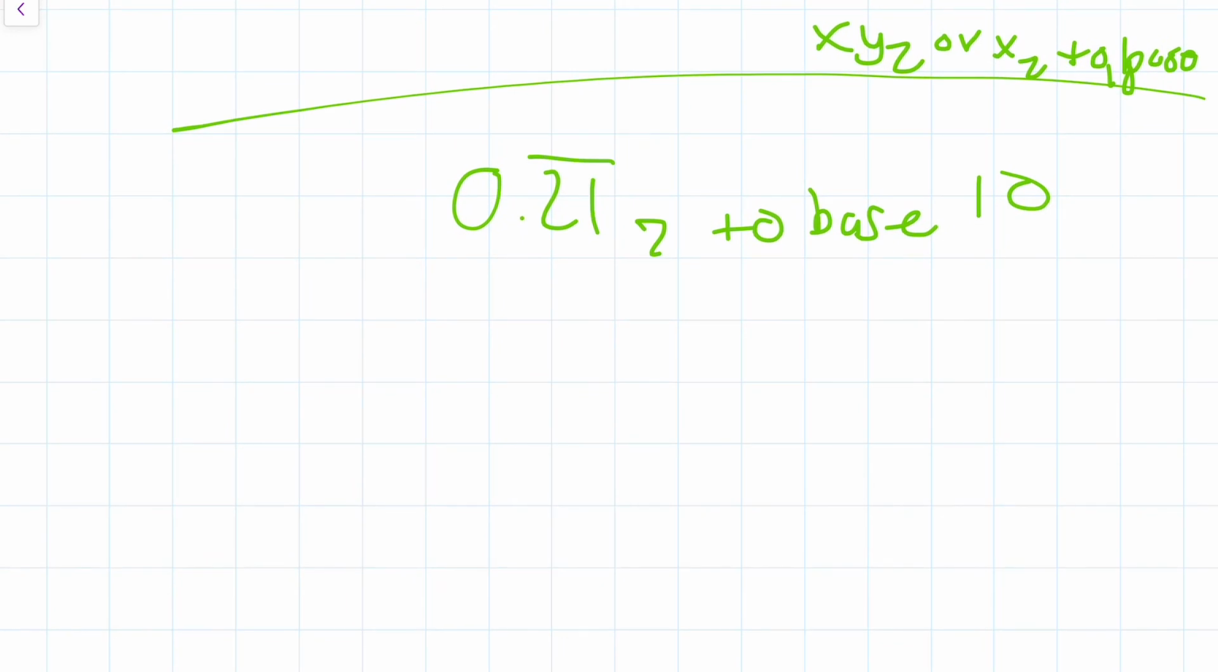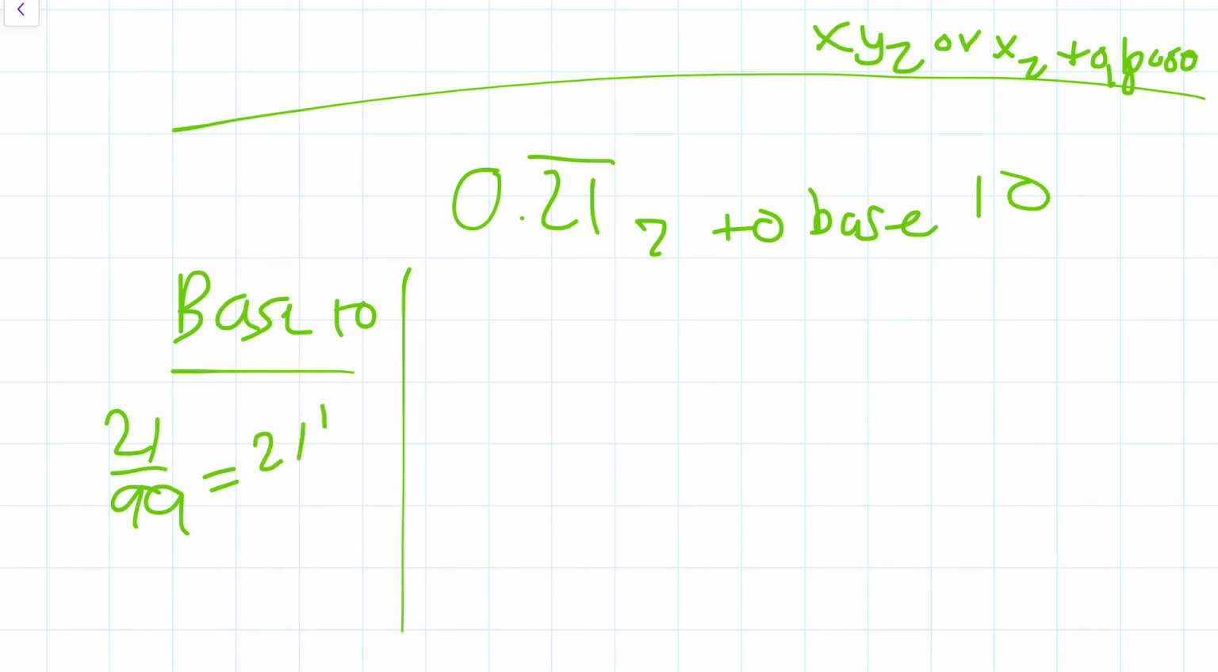Okay, so we have the base 10 part. We know this part already. And this is 21 over 99. So then it's going to be 21 base 7 over, so we know it's going to be 7 squared in the denominator, minus 1. And then we have to convert it to base 10.